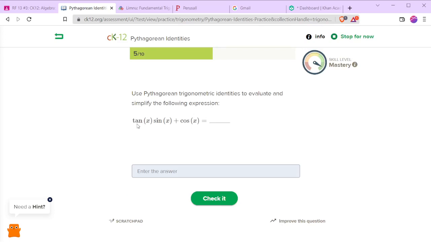So tan is sine over cos. So this becomes sine squared over cos. Putting it over a common denominator, we have sine squared plus cosine squared all over cos. 1 over cosine is secant x. And I didn't mean to hit the caps lock.